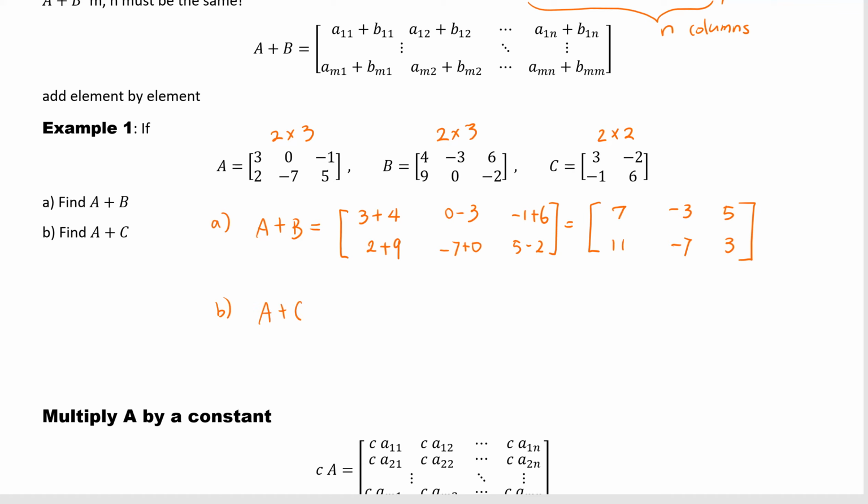Part b, A plus C. Are they the same size?